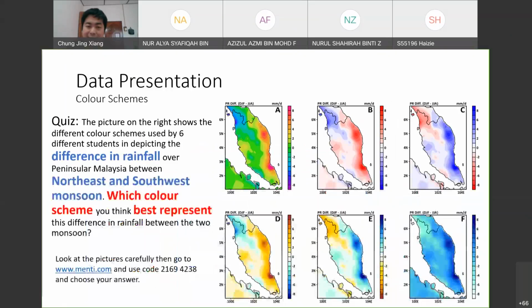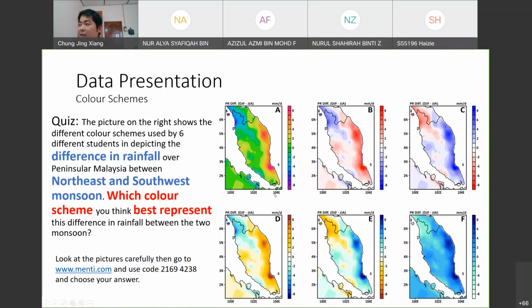All right, let's go to this quiz. Like I told you, we're going to do this quiz. The picture on the right shows different color schemes used by 6 different students in depicting the difference in rainfall over peninsular Malaysia between northeast and southwest monsoon. Which color scheme do you think best represents these differences? Try to go to menti.com and use this number and cast your vote.